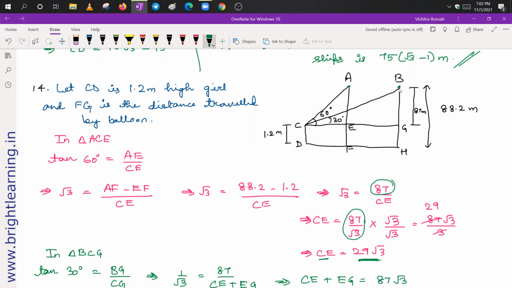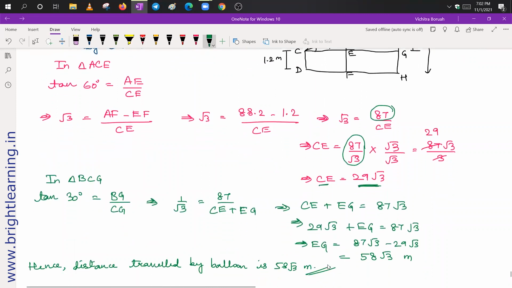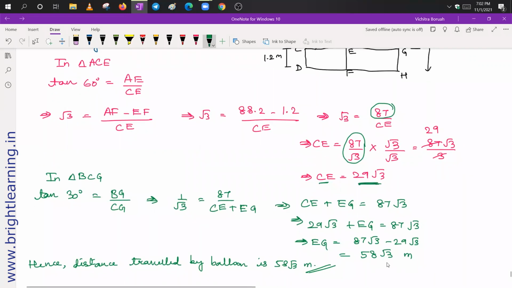Now next we have taken the triangle BCG. Again we have used the trigonometric ratio tan. So tan 30 degree is equal to BG upon CG, and tan 30 degree is 1 upon root 3. BG we know is 87, and CG I can write as CE plus EG. Next we have done the cross multiplication. We know that CE is 29 root 3, so we substituted the value of CE here, simplified it, and got the value of EG, which is 58 root 3 meters. So this is the required distance which the balloon traveled from point A to point B.